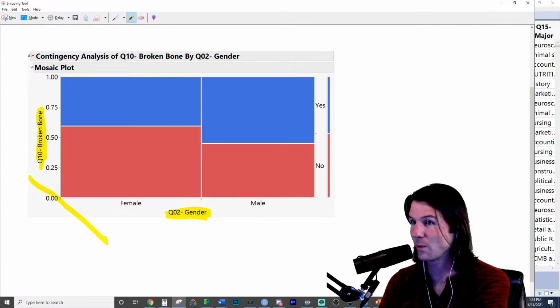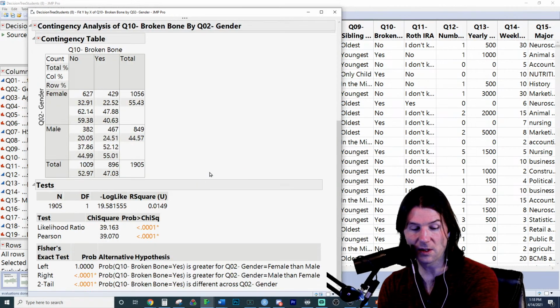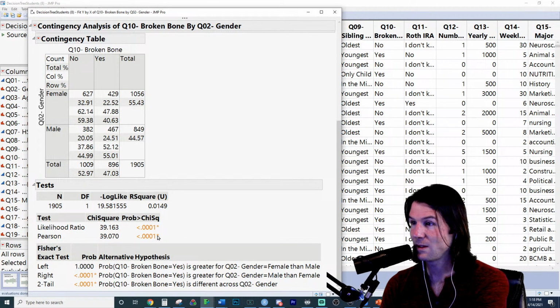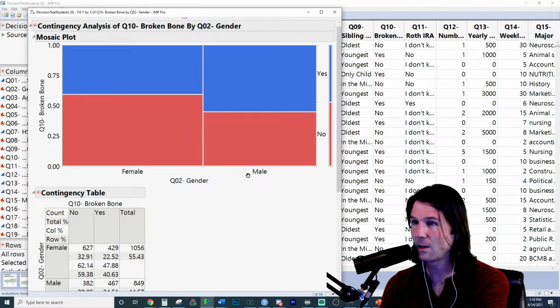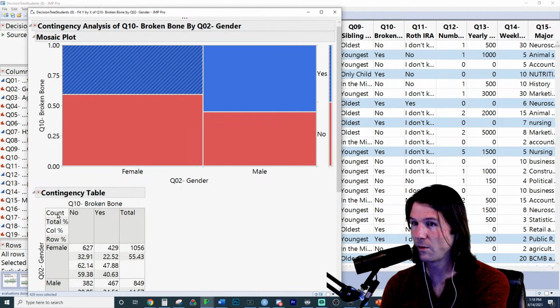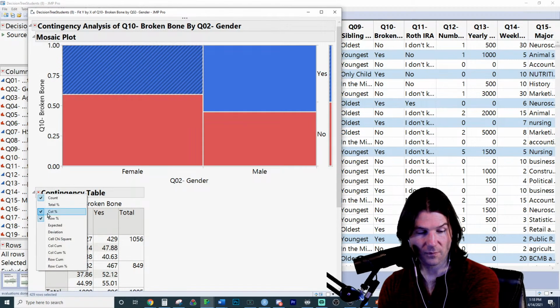The null hypothesis would be that gender is independent of breaking a bone. The alternative would be that gender is not independent of breaking a bone. And if we look at the results down here, we can reject the null. We have evidence that gender is not independent of breaking a bone. It looks like males were more likely to break a bone than females were, like if you look at the row percentages right here. That's got it.